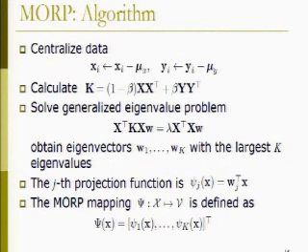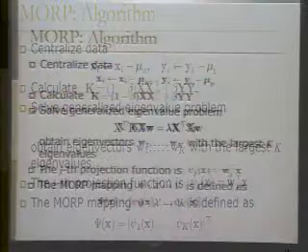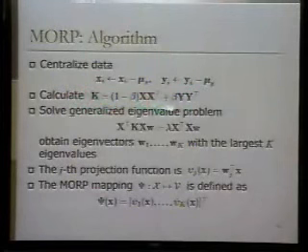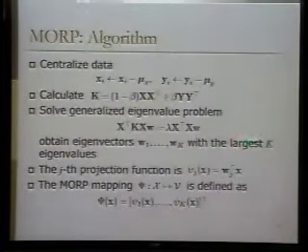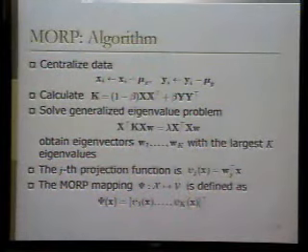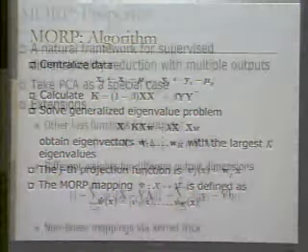So we get the algorithm here. As in PCA, we first centralize the data, and here we do it for both input and output. We calculate the matrix K in this way, and we solve the generalized eigenvalue problem. We obtain the largest K eigenvalues and get these eigenvectors. The projection is just the linear projection using these eigenvectors. We group these K projections, and we get the mapping from the input space to some latent space. So this is basically the algorithm.